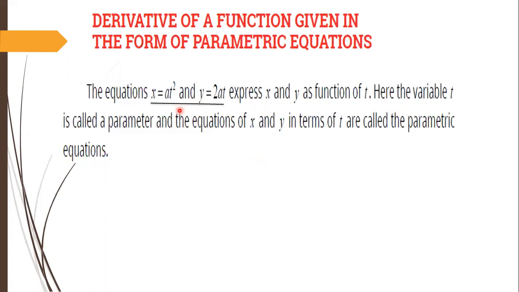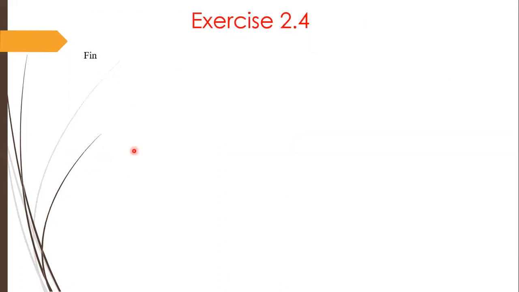As you studied earlier, x is equal to at square, y is equal to 2at is the parametric equation of a parabola in chapter number 1, and we will study it deeply in chapter number 6. Here the variable t is called the parameter and the equations of x and y in terms of t are called parametric equations.